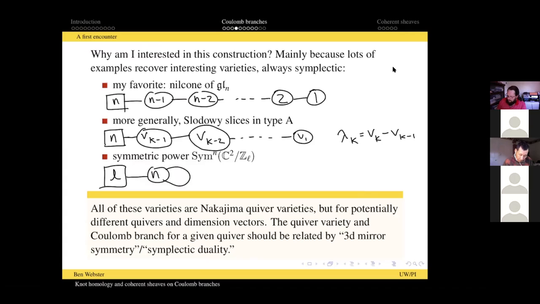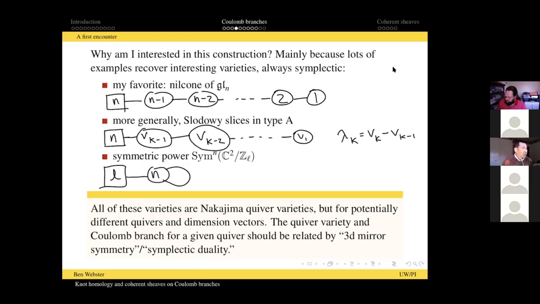And those of you who know these varieties might know that these are all Nakajima quiver varieties, but they're Nakajima quiver varieties for potentially different quivers in different dimension vectors. So the quiver variety and the Coulomb branch, again, this is 3D mirror symmetry. If you have a type A or affine type A quiver theory, its S-dual is another type A or affine type A theory, but for a different quiver in a different dimension vector.